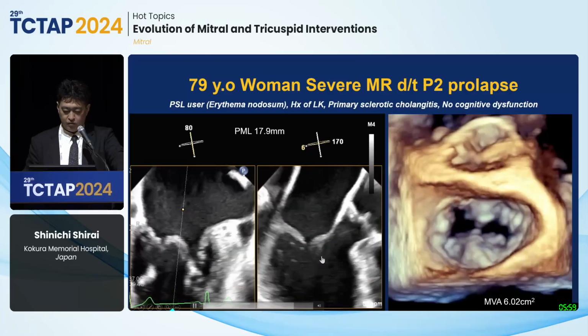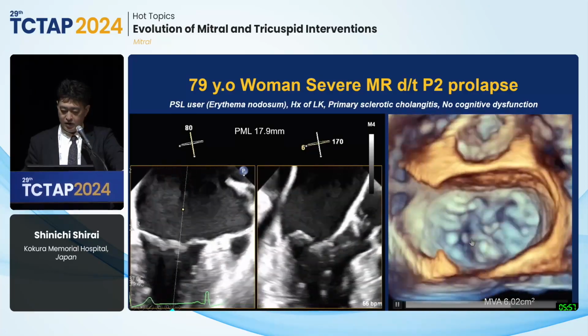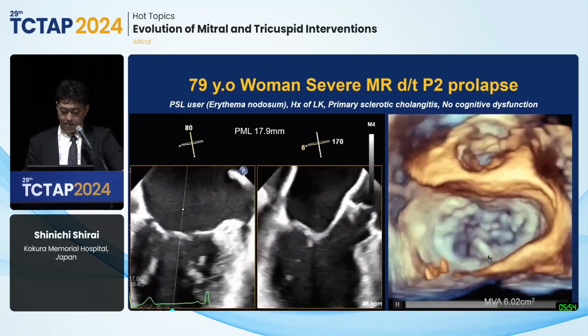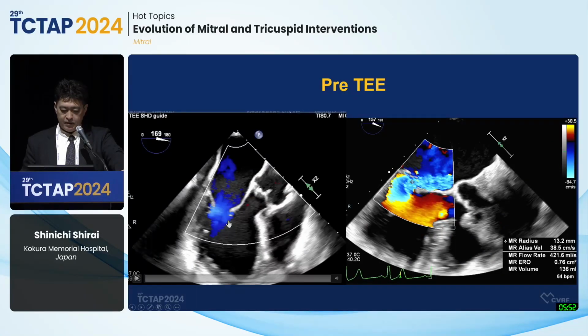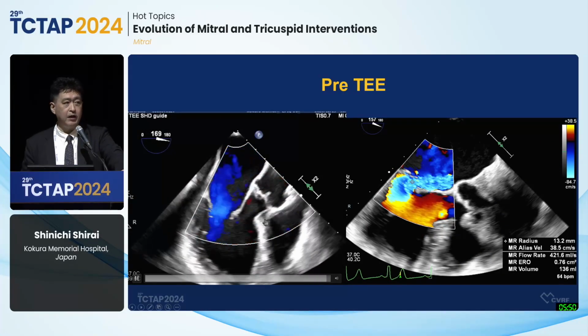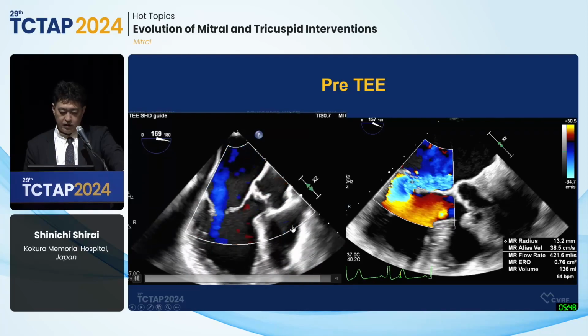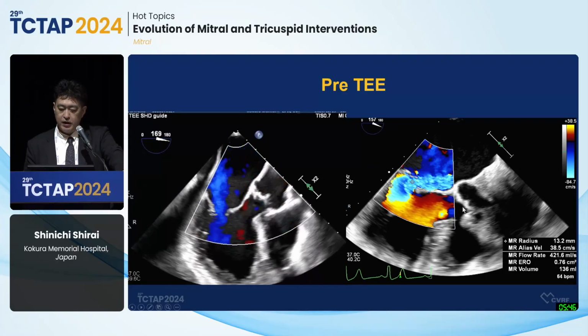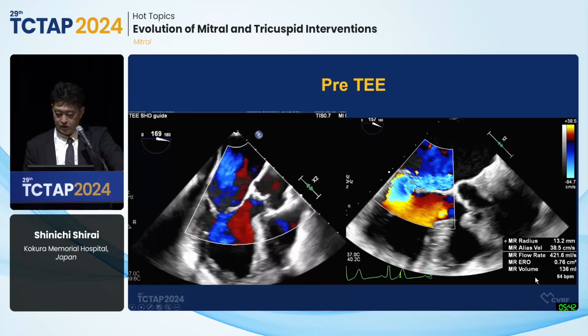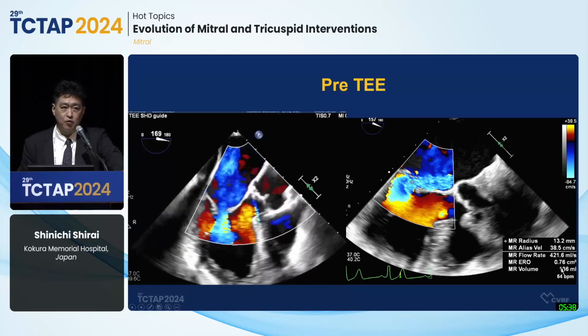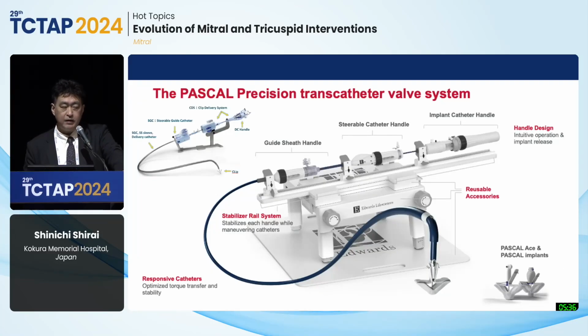This is the P2 prolapse. Here you can see the previous procedure TEE shows huge regurgitation from the P2 prolapse portion. The EROA was also 0.76 square centimeters. And this is the PASCAL Precision transcatheter valve system.